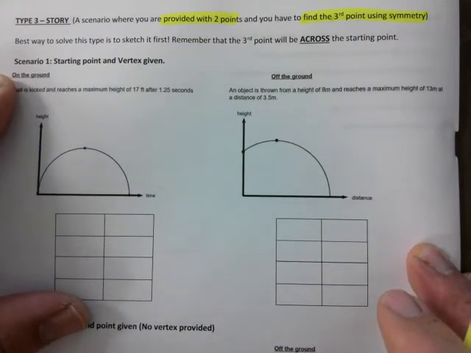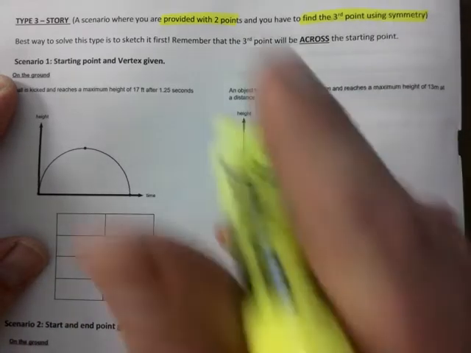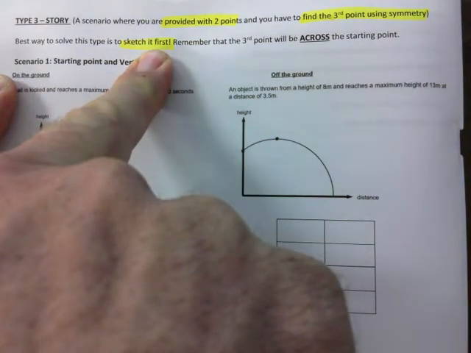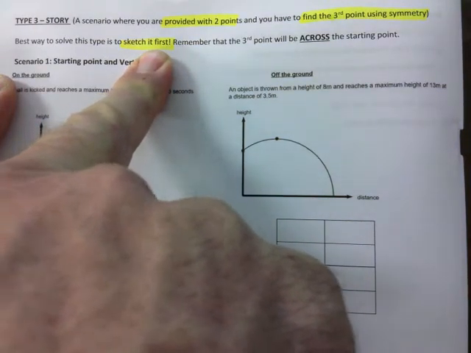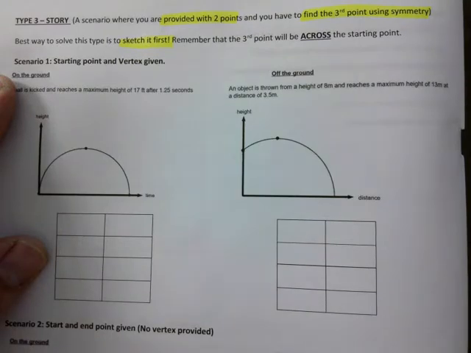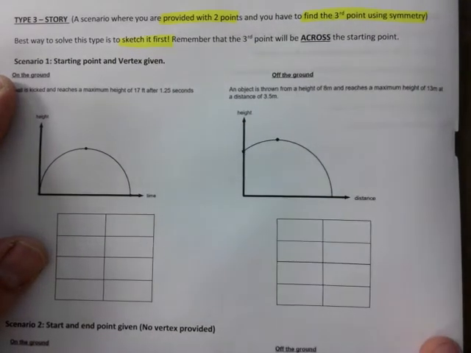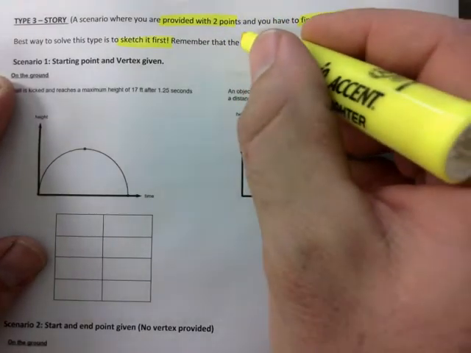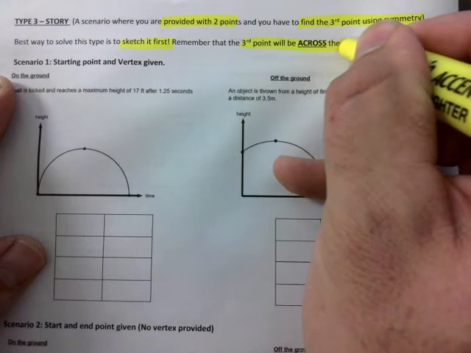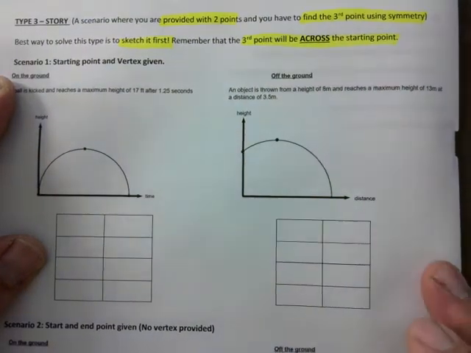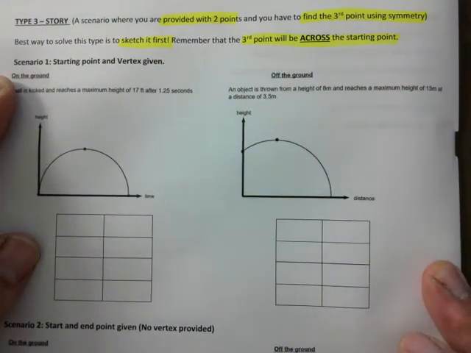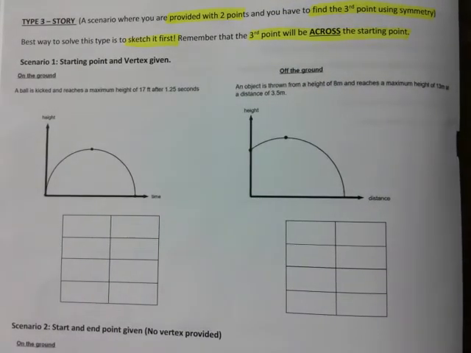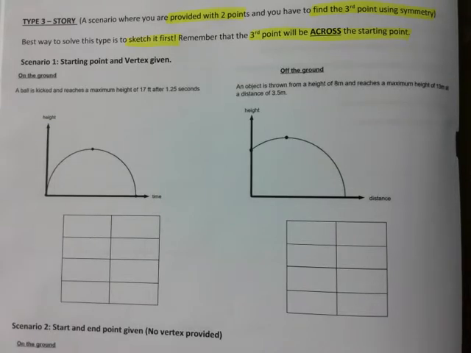Best way to solve this type is to sketch it first. I would say sketch it first, meaning just make a little sketch. It doesn't have to have scales or anything like that. You just have a little sketch for yourself where you interpret the question. Remember that the third point will be across the starting point. And so scenario 1 is where the starting point and the vertex is given.